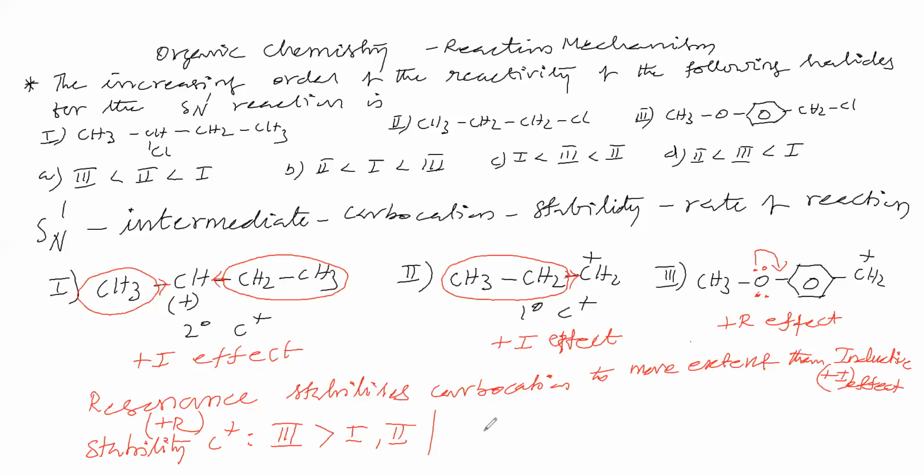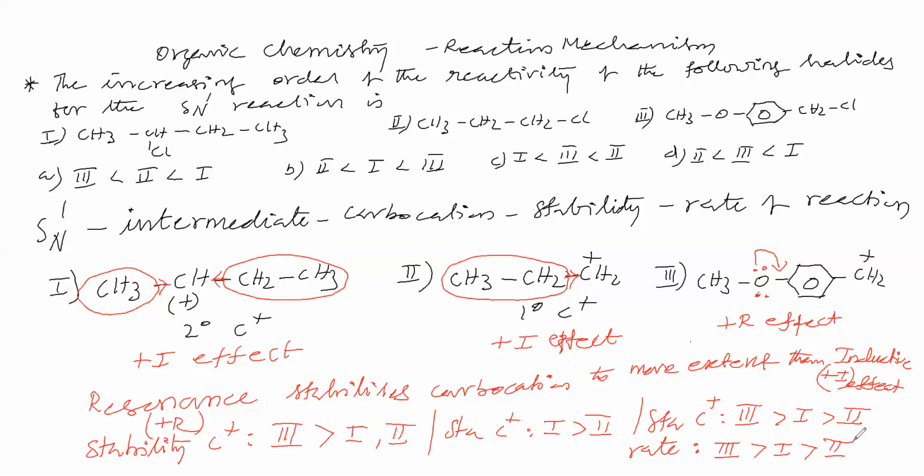Between the first and second, how will the stability order be? The first one has more stability because of two plus I groups. The second one has less stability because of only one plus I group. So the overall stability order of the carbocations is third greater than first greater than second. Now the rate of reaction: the third compound has higher reactivity than the first compound, and the first compound has higher reactivity than the second compound.